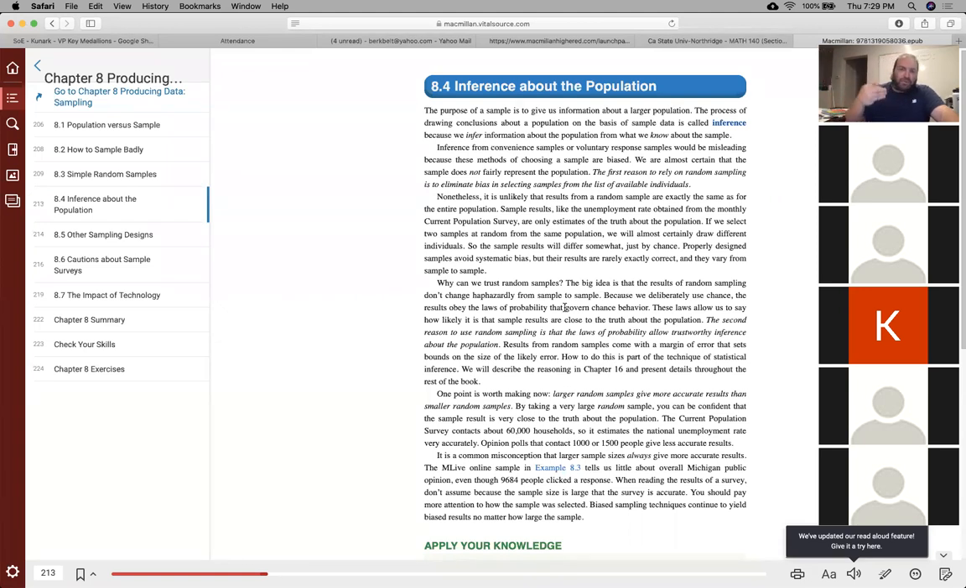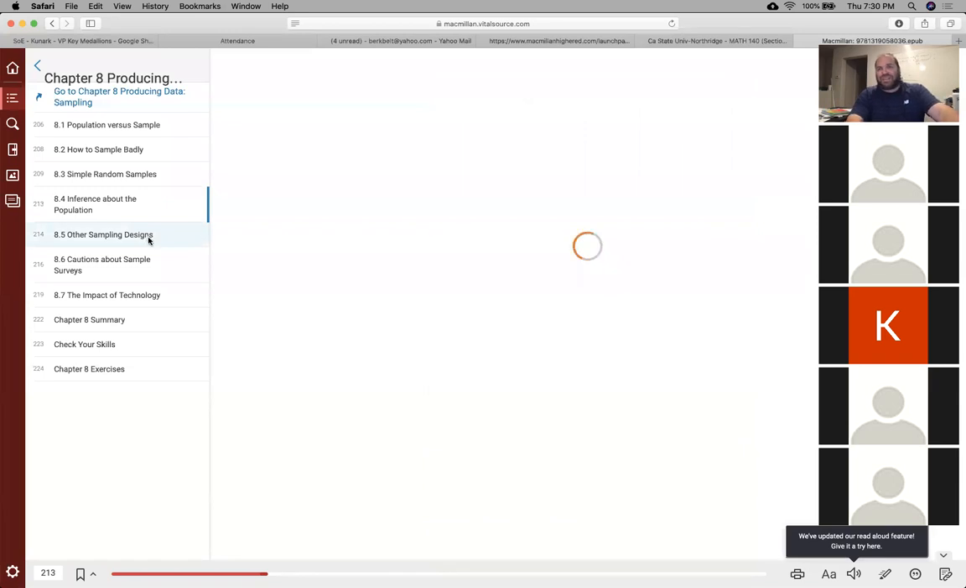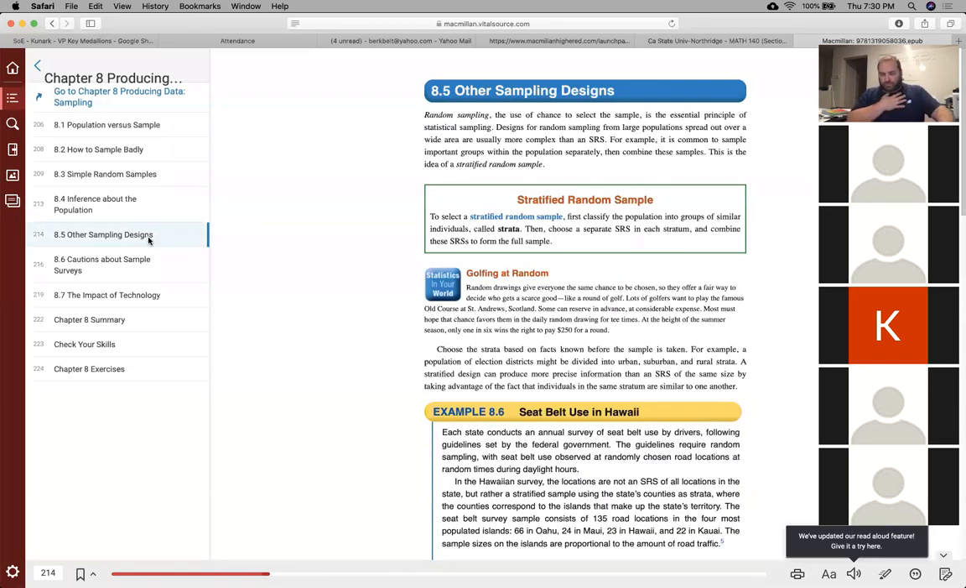But if I can somehow infer from my class sample about the population, now I can start thinking, okay, wait a second, this might insinuate something about the entire population, and that at the end of the day is the goal. Okay, so 8.5, let's talk about other sampling designs.